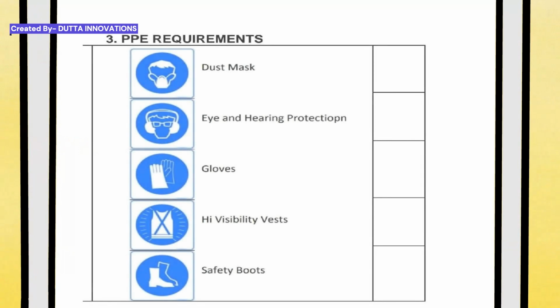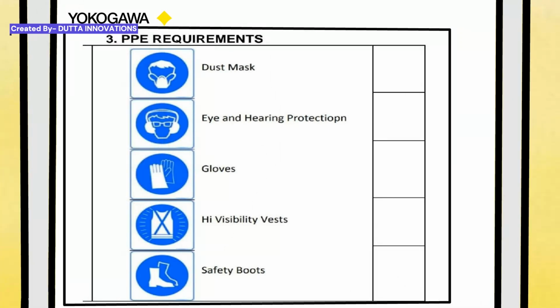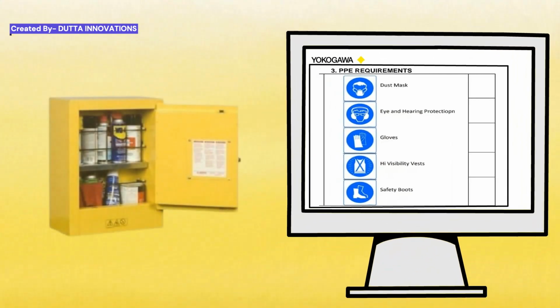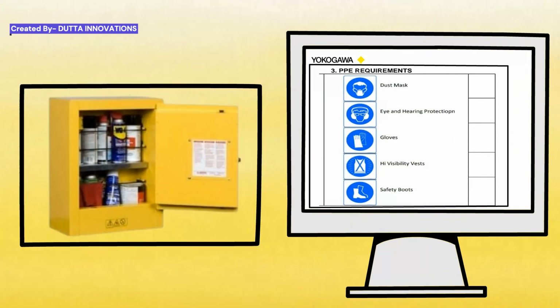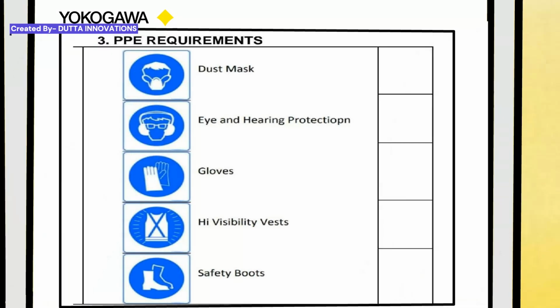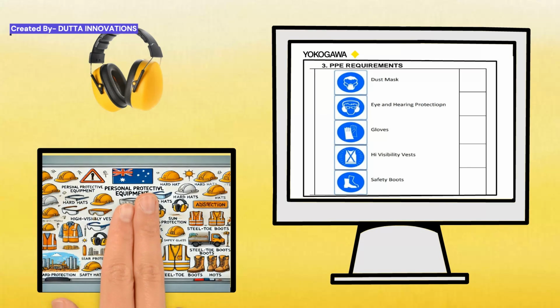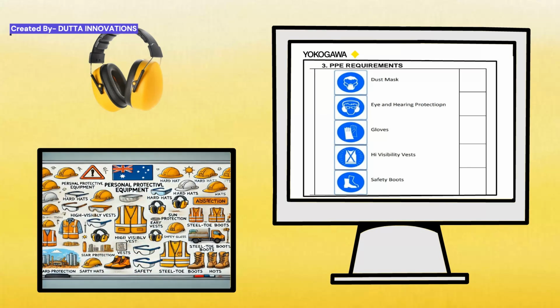Moving on to Personal Protective Equipment, PPE. Identify and note the right PPE for each activity. For example, if you're working with chemicals, gloves and eye protection might be necessary. For high noise areas, hearing protection will be required. PPE examples include gloves, high-vis vests, hearing protection, and eye protection. Ask if there is a site HSE management plan with guidance on the appropriate PPE for different tasks.